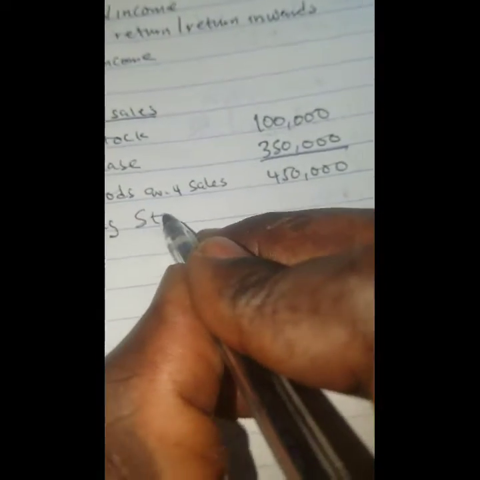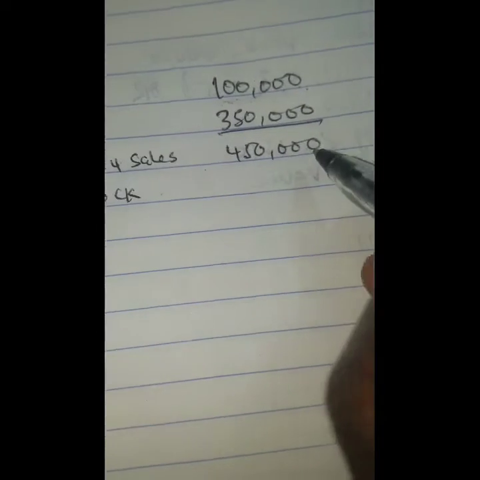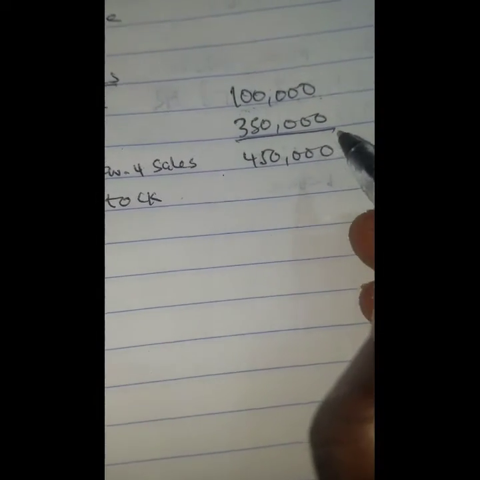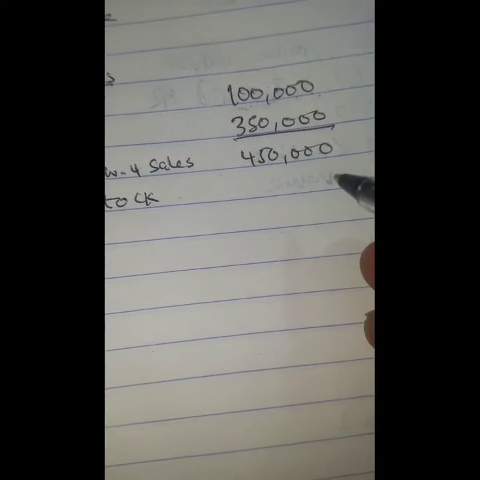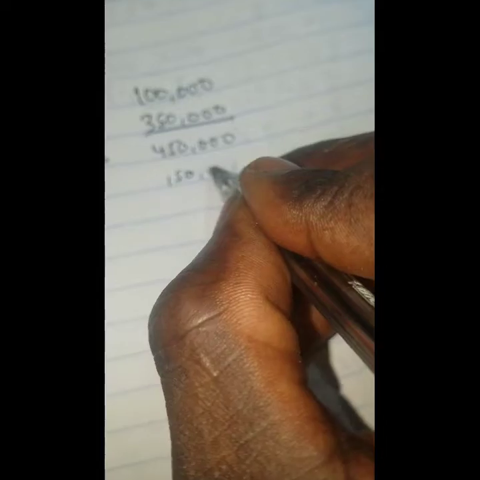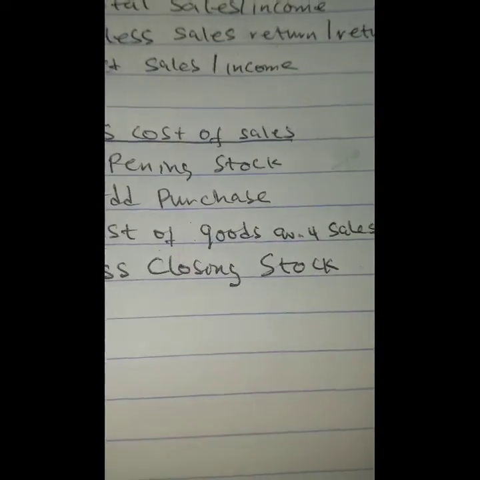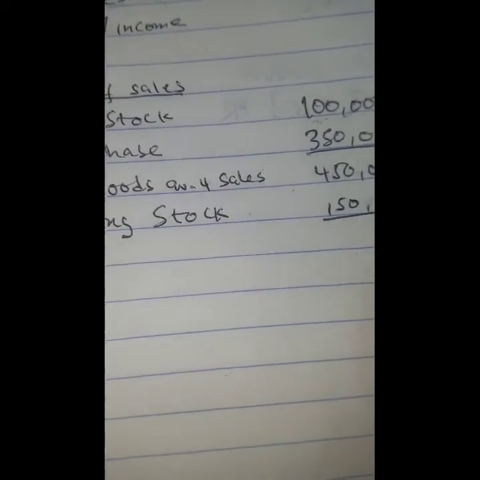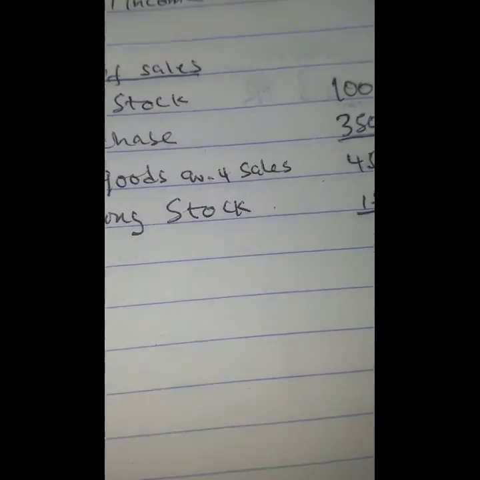Closing stock, from your cost of goods available for sales. In the end, this year your closing stock is 150,000. So the remaining amount is 300,000.